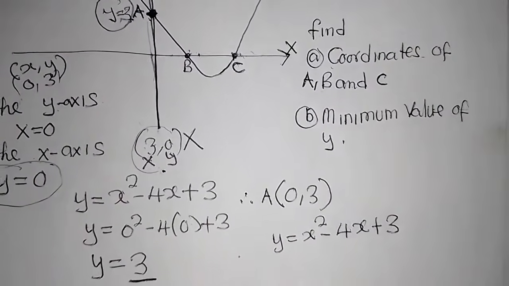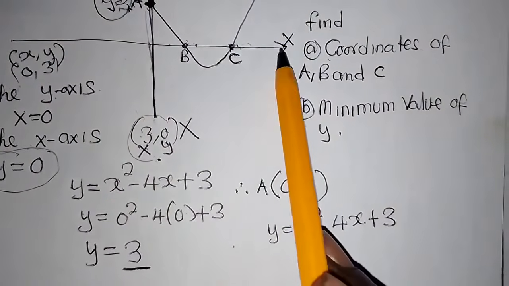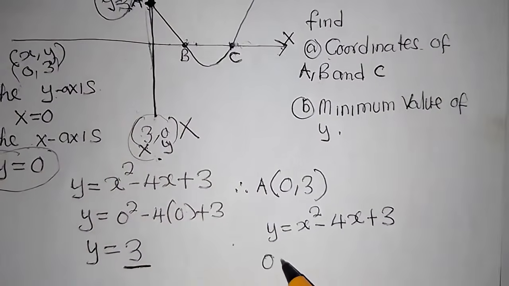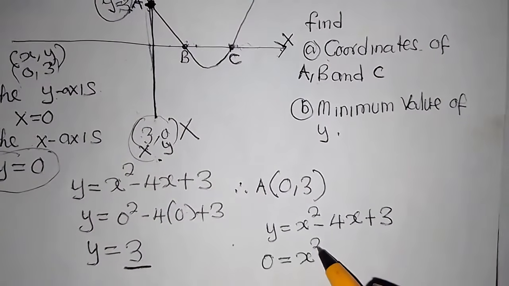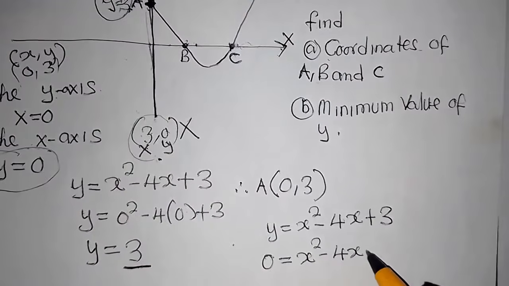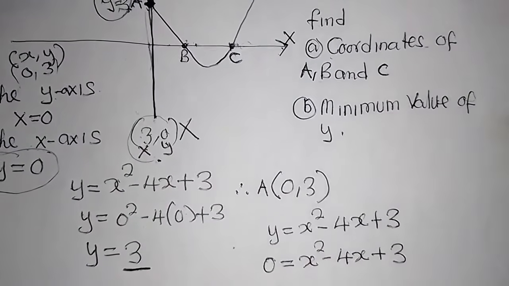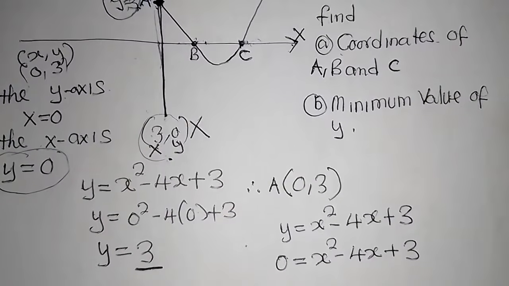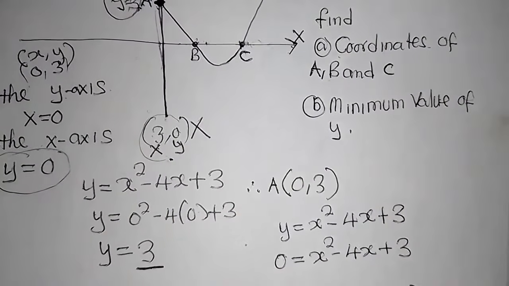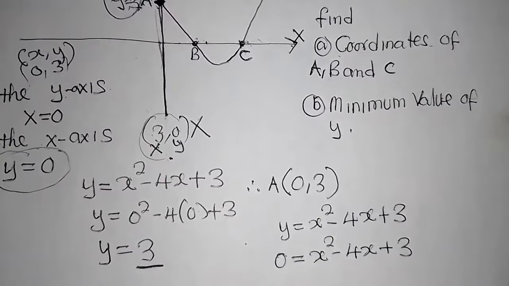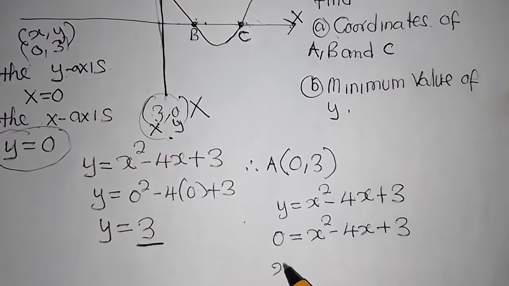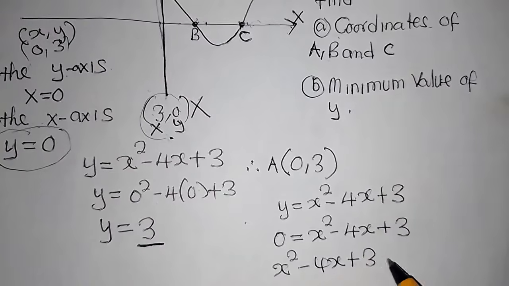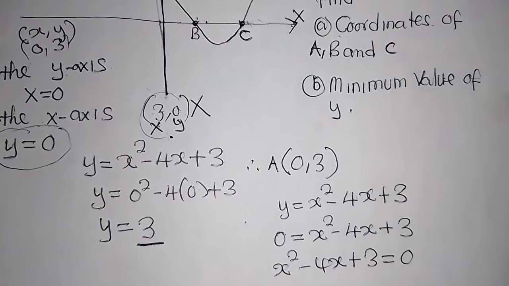Then you know that it is in the x-axis, where y is 0. So here we put 0. 0 is equal to x squared minus 4x plus 3, like this. This is what you need to do. After you do this, this is now the quadratic equation, x squared minus 4x plus 3, which is equal to 0.